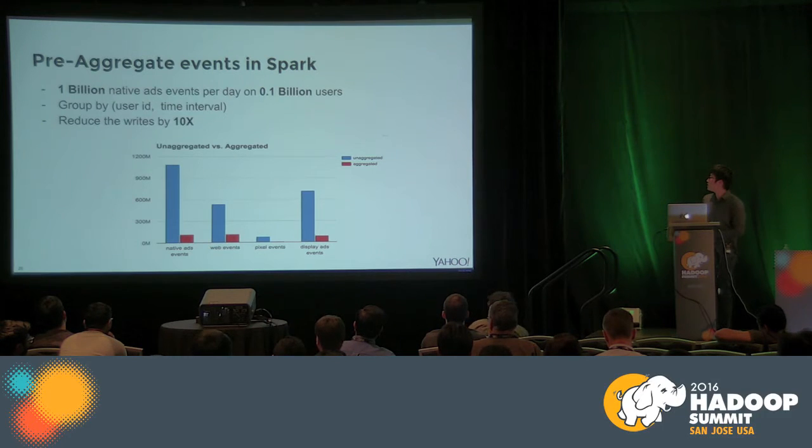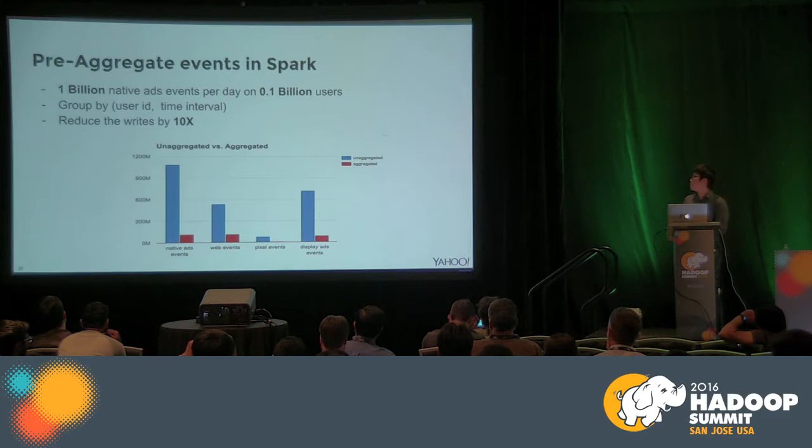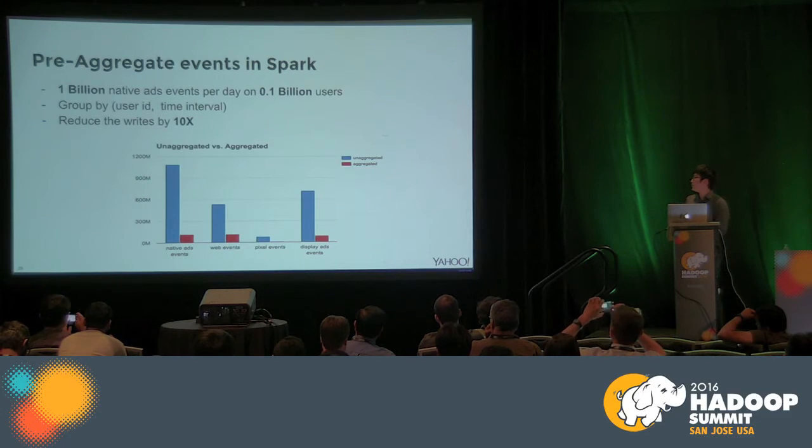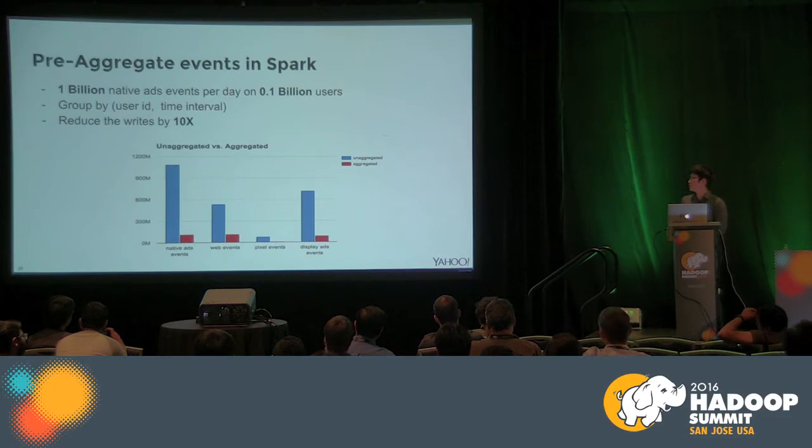The second one is also very important: we do pre-aggregation of events in Spark. A simple fact: we have 1 billion native edge events per day on 100 million users. If every one of them transformed to one write to HBase, that's going to be 1 billion writes to HBase. First, this solution won't scale if your data grows. Second, from our use case, we actually don't need to support single event access.